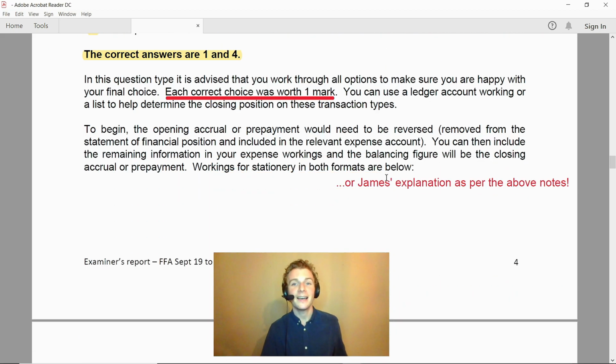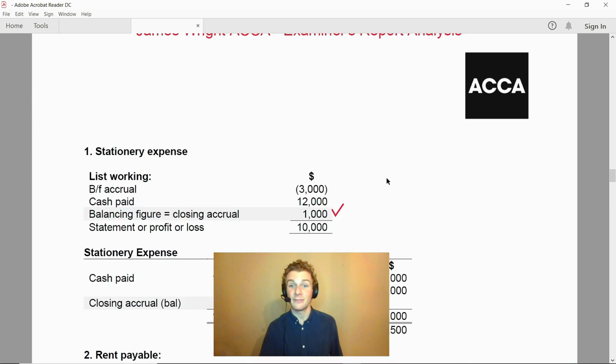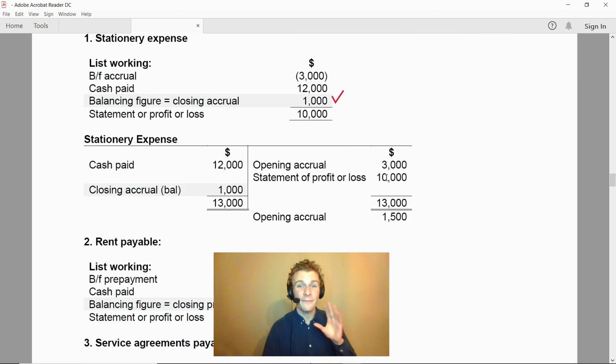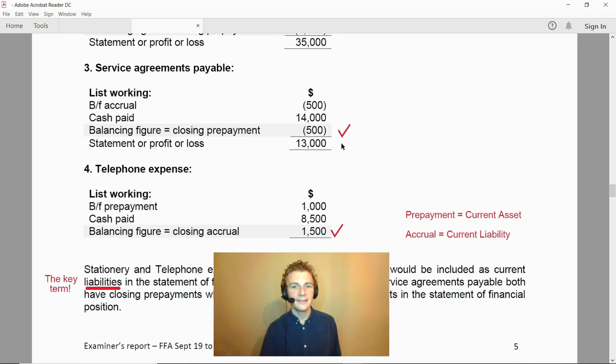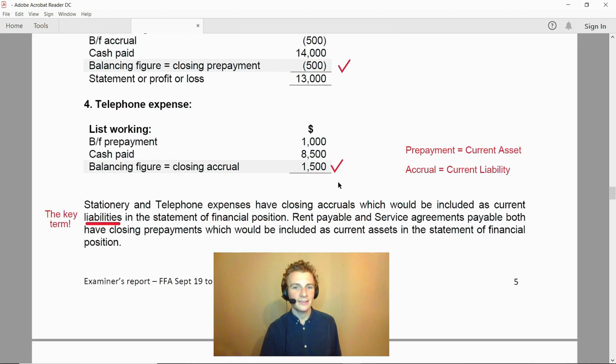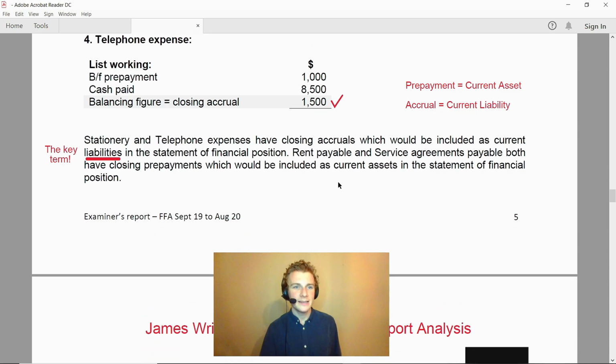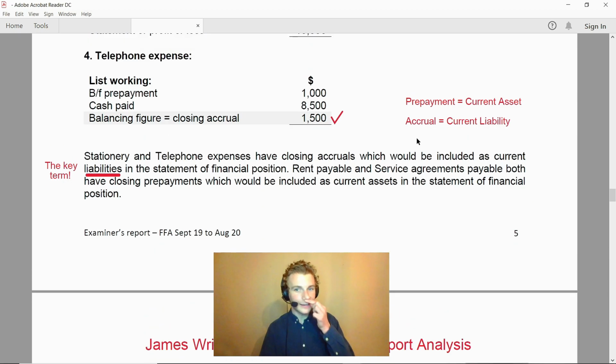So we're going to go down to the answers that the external gave to us. But for me, personally, that was a far easier way to go through it. There's our 1,000, there's our 2,000, there's our 500, and there's the 1,500 on there. Nice and easy, but make sure you've got down on there that a prepayment is a current asset that is of value to us, whereas an accrual is a current liability and we still have it owing. And it's just walked and talked through the exact same figures, but just in a different layout.